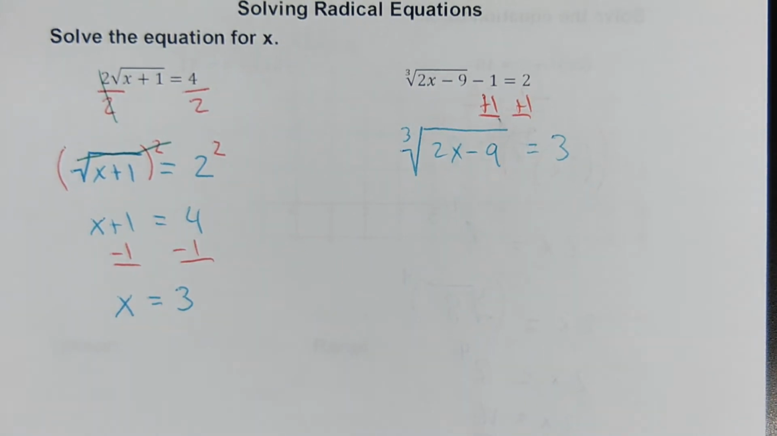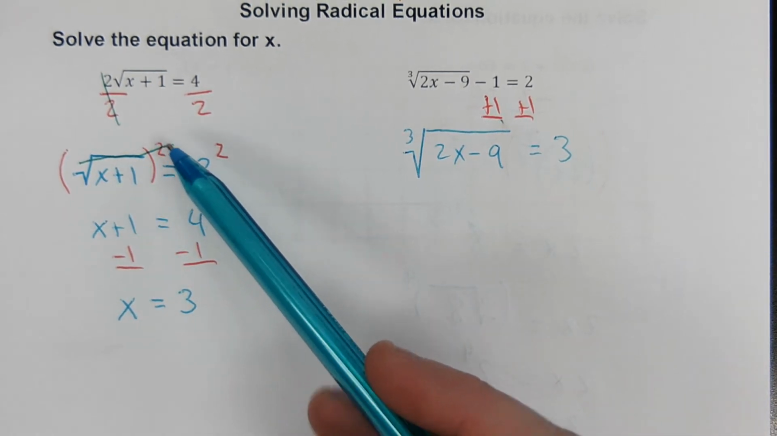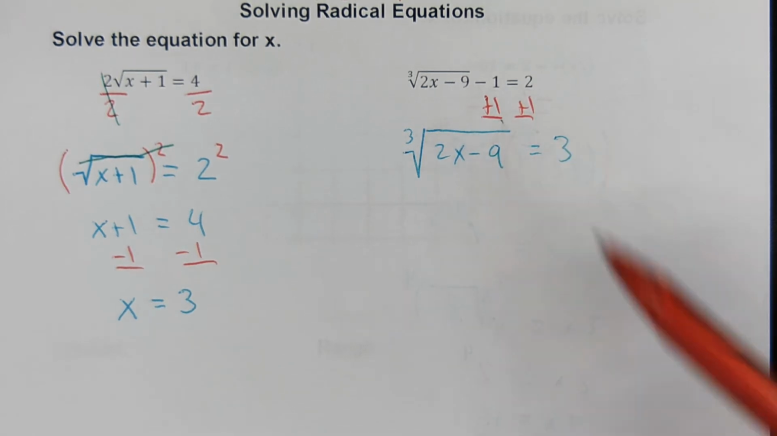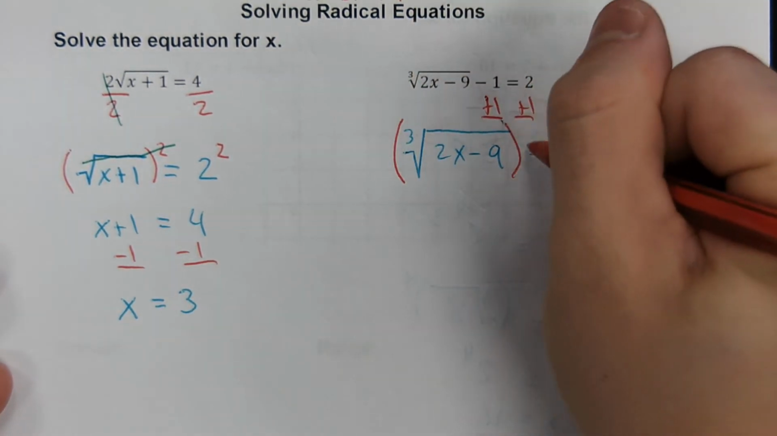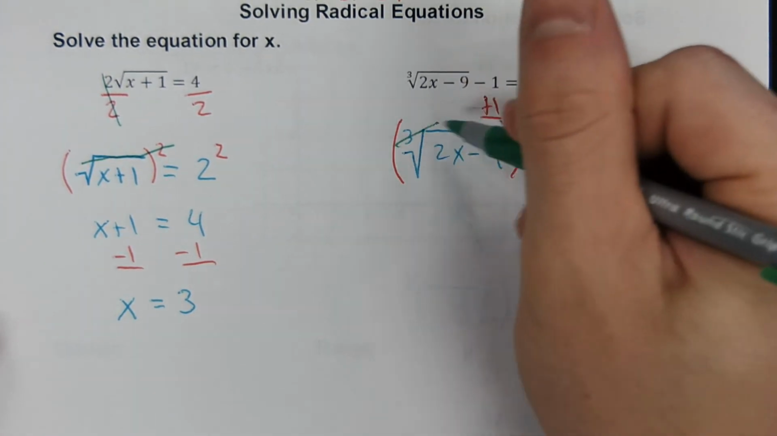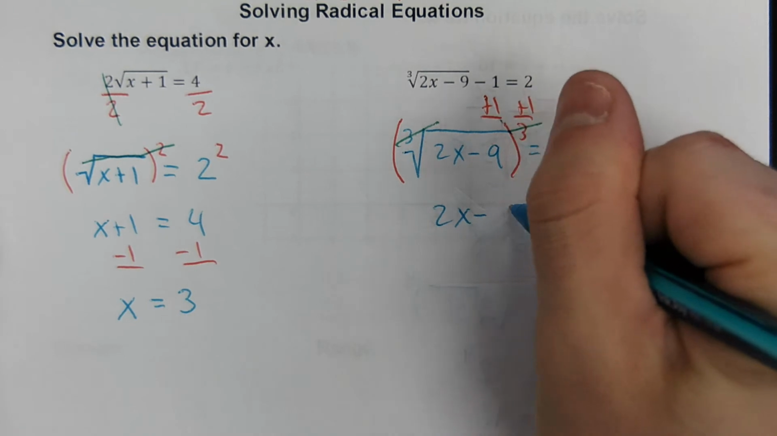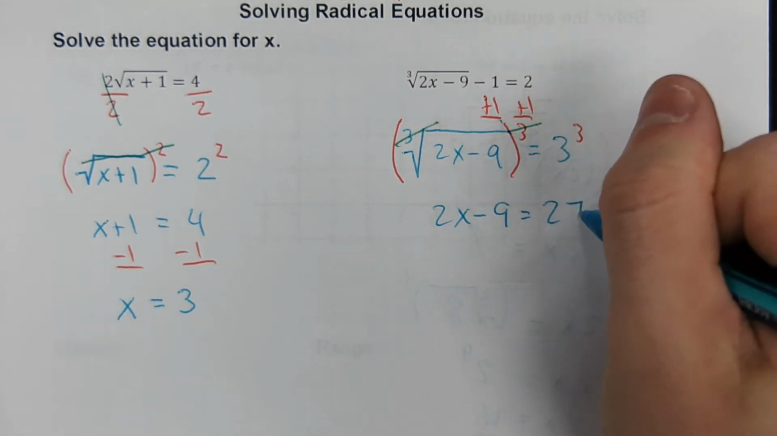Clearly, in order for me to get to that x, I'm going to have to do something with this radical. So how am I going to cancel a third root? I need to cancel the root. What cancels roots? Over here, look, we canceled this square root with a squared power. So we're going to cancel a cube root with a cube power, a third root with a third power. So you raise both sides to the third power. That leaves us with 2x minus 9 equals 27.